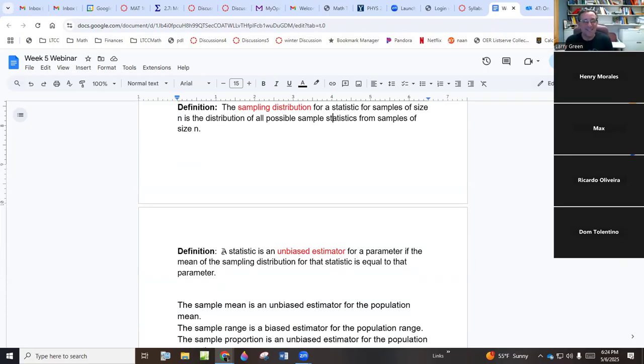Okay, now a statistic is called an unbiased estimator for a parameter if the mean of the sampling distribution for that statistic is equal to the parameter. So it turns out the sample mean is an unbiased estimator for the population mean.